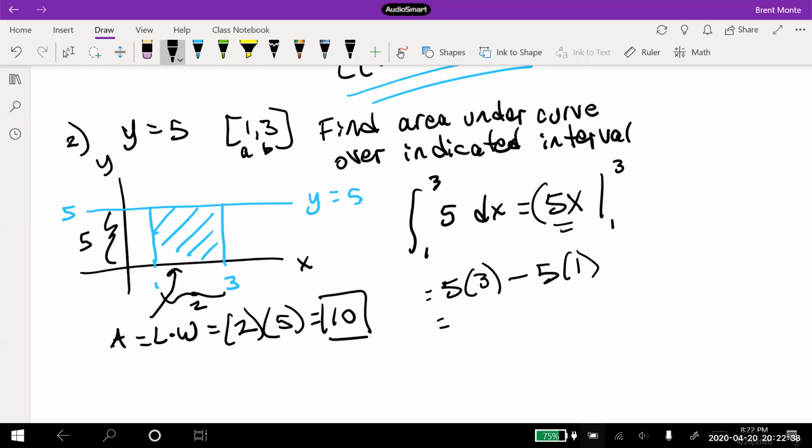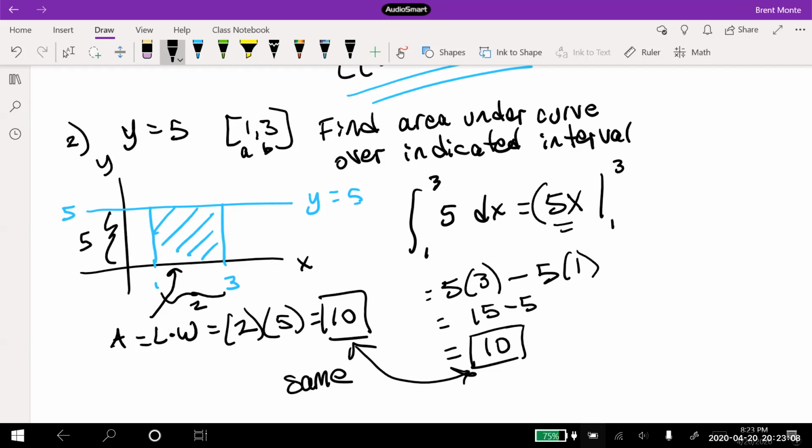Oh, so it's 15 minus 5, which miraculously is that same 10. So these, of course, are the same values. And so that's what we're doing. Notice we can find it as an area, or we can find the definite integrals, what they call it, once we have those limits of integration, the 1 and the 3. Either way, we're going to get the exact same answer.